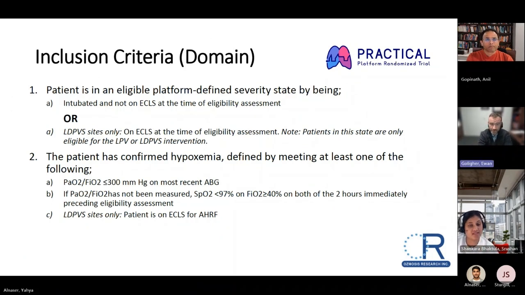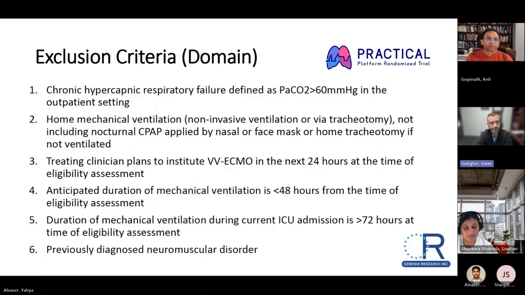So the inclusion criteria are, number 1, intubated and not on ECMO at the time of eligibility assessment. And number 2, the patient has confirmed hypoxemia, defined by a PF below 300 on the most recent blood gas, or an SpO2 below 97 on an FiO2 at or above 40% if a blood gas is not available. Or, for the LDPV sites, a patient is on ECMO. Next slide.